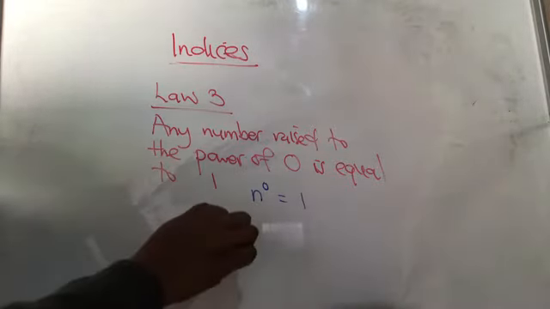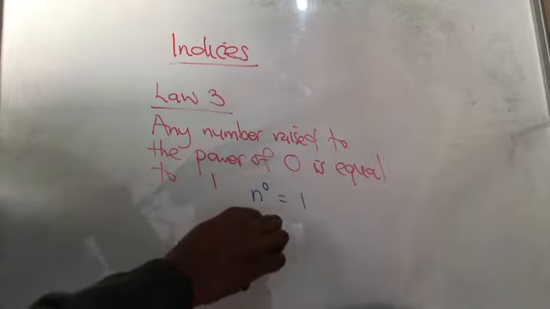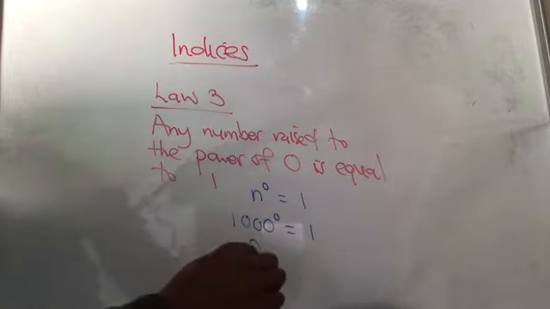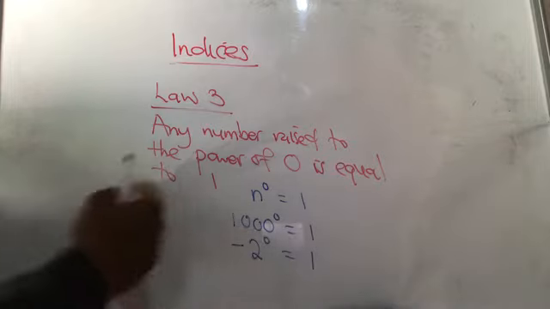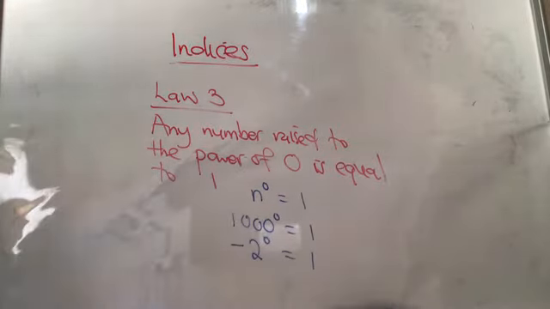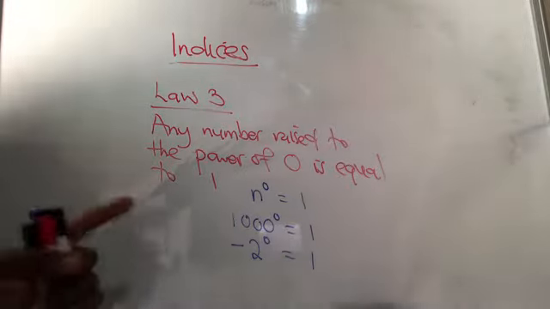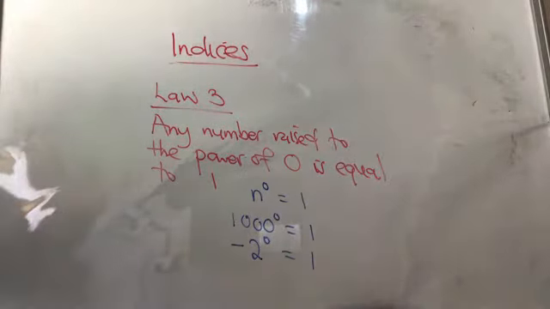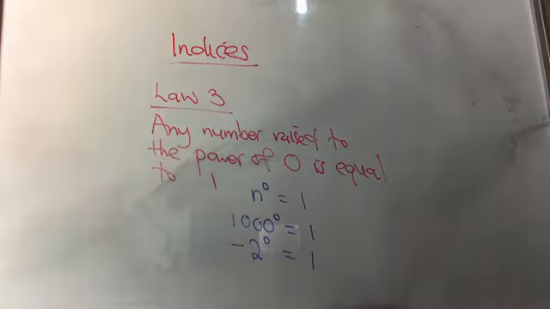What about 1,000? 1,000 to the power of 0 is also equal to 1. What about minus 2 to the power of 0? It is also equal to 1. But some calculators, if you say minus 2 to the power of 0, give an error. But it's mathematically correct to say minus 2 to the power of 0 is equal to 1. Although some calculators reject that. It depends on the calculator.